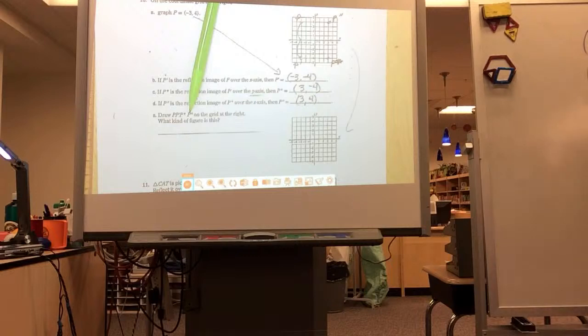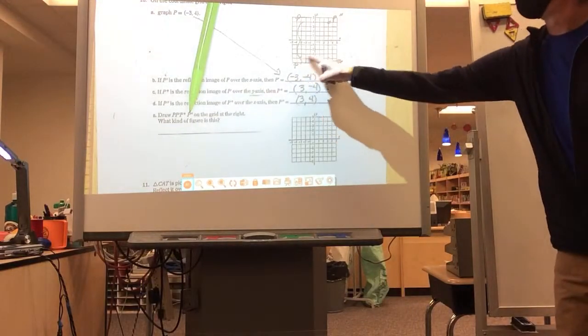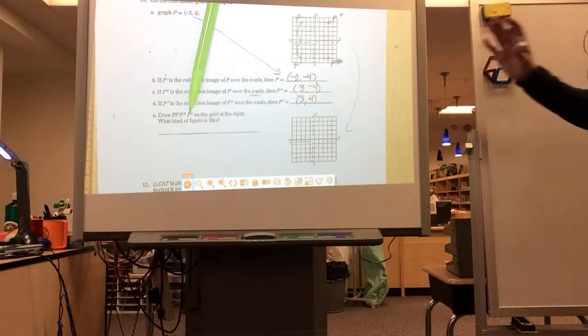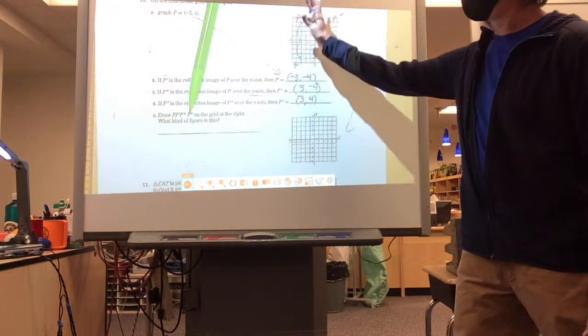And then when we reflect over the y-axis, go over here, which coordinate changes, the x or the y value? The x. So when you reflect over the y, the x changes, because the x is measuring how far left and right, and you're reflecting it over a vertical line.